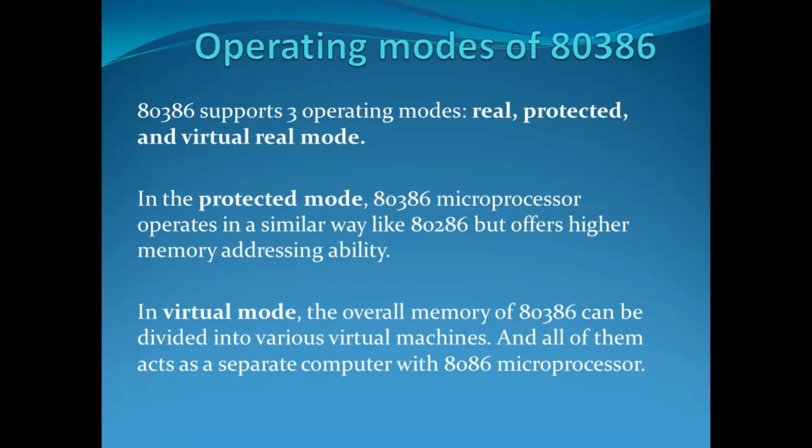The other one is the virtual real mode. This mode allows the system to execute multiple programs in protected memory, and in case a program at a particular memory location crashes, it will not cause any adverse effect on other parts of the memory.